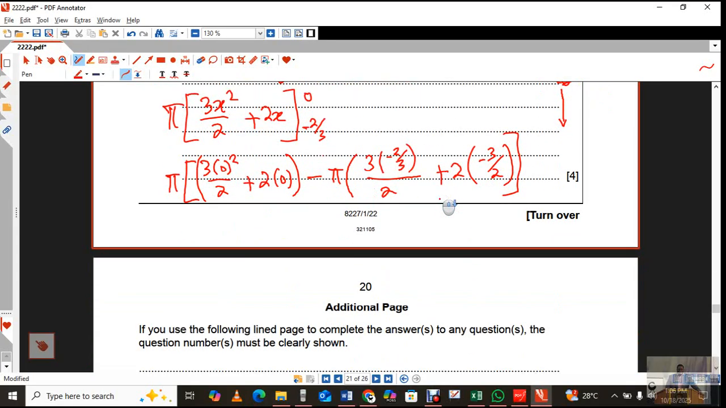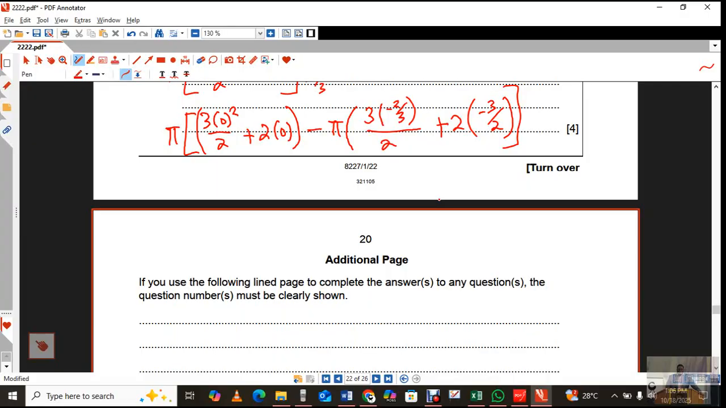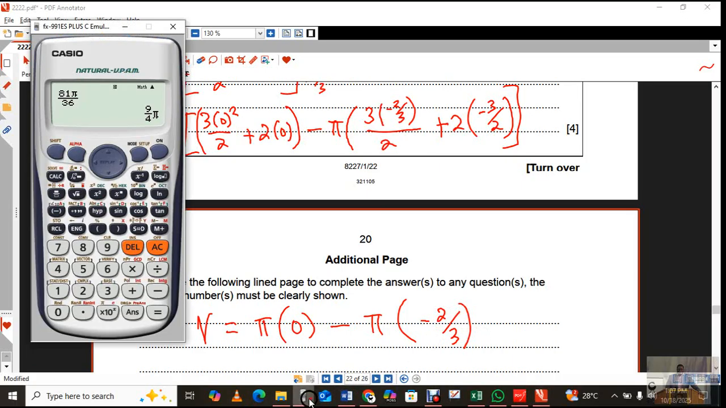Now I'm going to go to the blank page, because what I'm going to get is the volume is going to be pi times 0, that is what this one is going to give you, minus pi times the stuff inside here is going to give me negative, if I'm not mistaken, 3 over 2. No, maybe the other way around. Okay, negative 2 over 3. Right. So just to confirm, take the calculator.